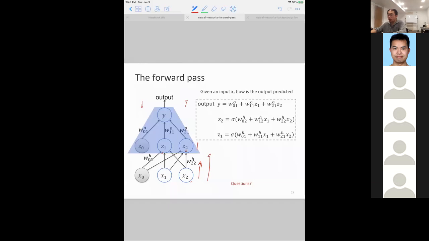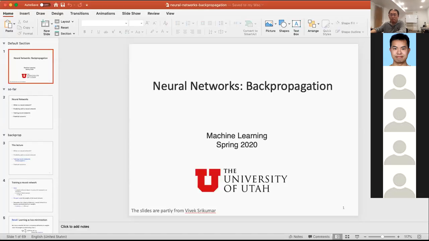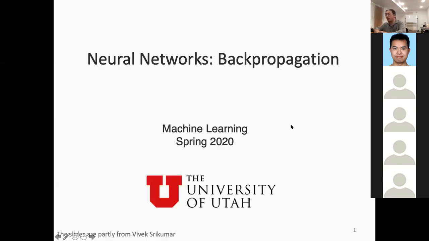I need to switch to the slides. So now let us talk about how to train neural networks. Everybody is able to see the slides, right? If you cannot see it, let me know.